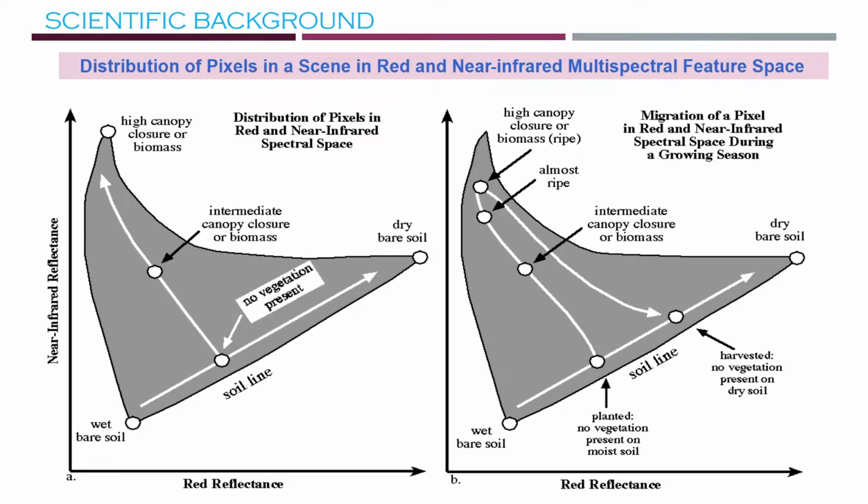And looking into that, if you put it in a space where you have the near infrared and the red frequencies, you can really track the phenological cycle of plants, like early on when you have wet bare soil, as you can see here, and moving along this curve on the second plot from the wet bare soil.